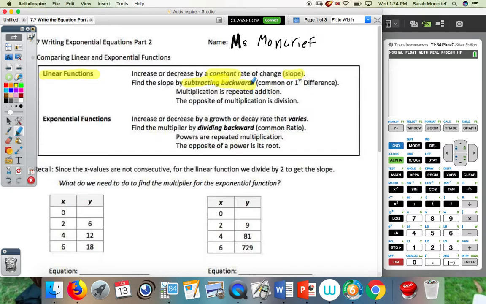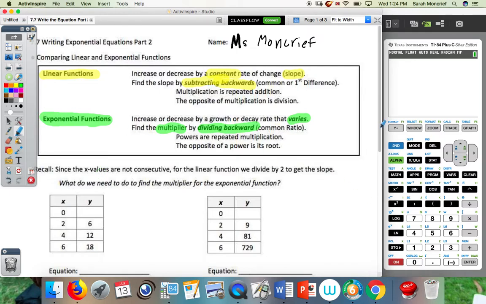All right, and then let's also remember what exponential functions are. Hopefully you really remember what exponential functions are, since that's what we've been learning. These increase or decrease by a growth or decay rate, which varies, and that is our multiplier. You find that by dividing backwards, and then they use powers instead of multiplication. So powers are repeated multiplication, and the opposite of a power is a root. That's going to be really important to remember here. That opposite of a power is a root.